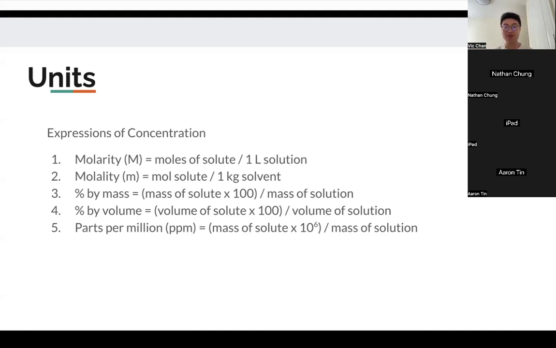Now, the last unit is parts per million. This is similar to percent mass by volume, but now instead of multiplying by 100, you multiply by 10 to the 6th power, aka 1 million. And parts per million is mainly used for substances that are added to a solution that are very small in concentration. So it would be maybe 5 times 10 to the negative 6% in percent by mass, but when it comes to parts per million, it turns out to something like, I don't know, 5 or 50. I can't do the conversion off the top of my head.